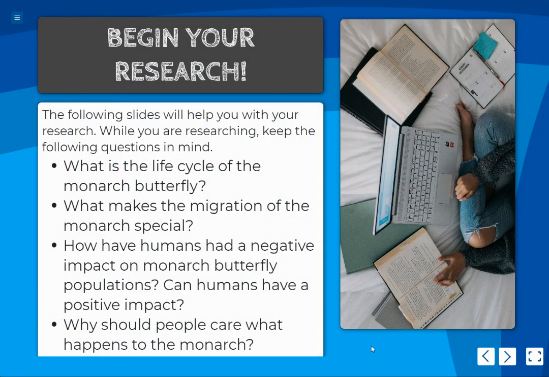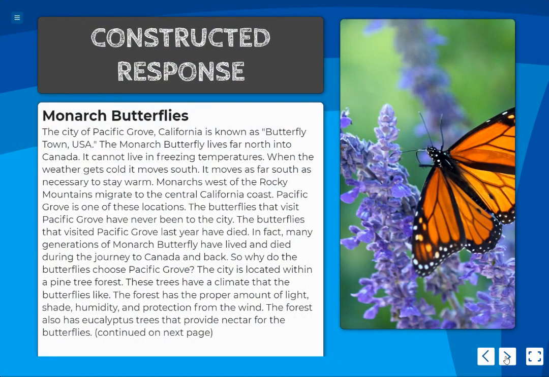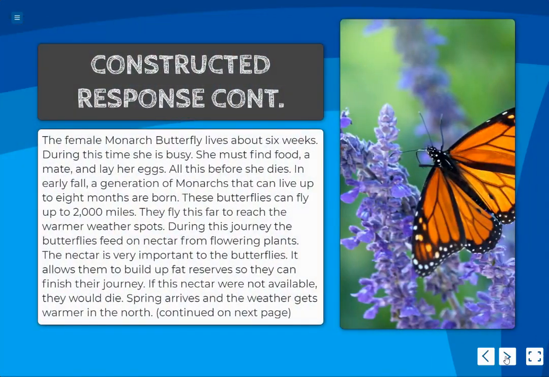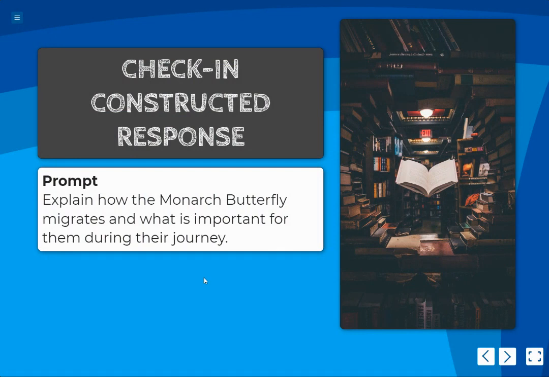This next slide will feature things that your students can keep in mind while they're beginning that research process. We will always provide helpful vocabulary words that pertain specifically to this task. And then, as one of the resources, we will provide constructed responses. These are great reading pieces for the students, and they will end with some sort of a prompt. And this one happens to be explain how the monarch butterfly migrates and what is important for them during their journey.